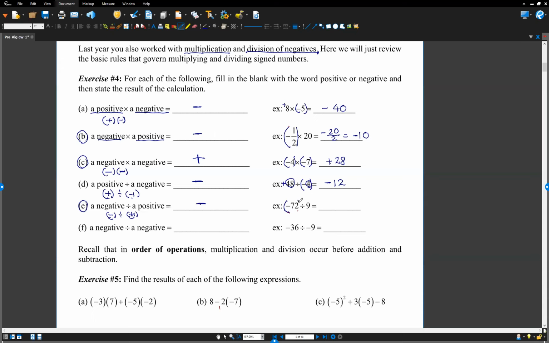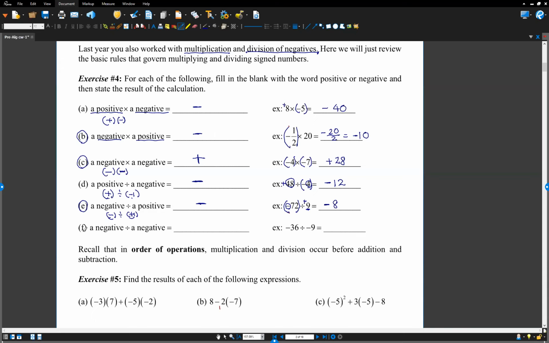Negative 72 divide 9. The result will be a negative number, right? So how much is that? 72 over 9 is? That would be 8. Yeah, negative 8, right? We still have a negative divide a positive, still negative, because different sign, division always negative.